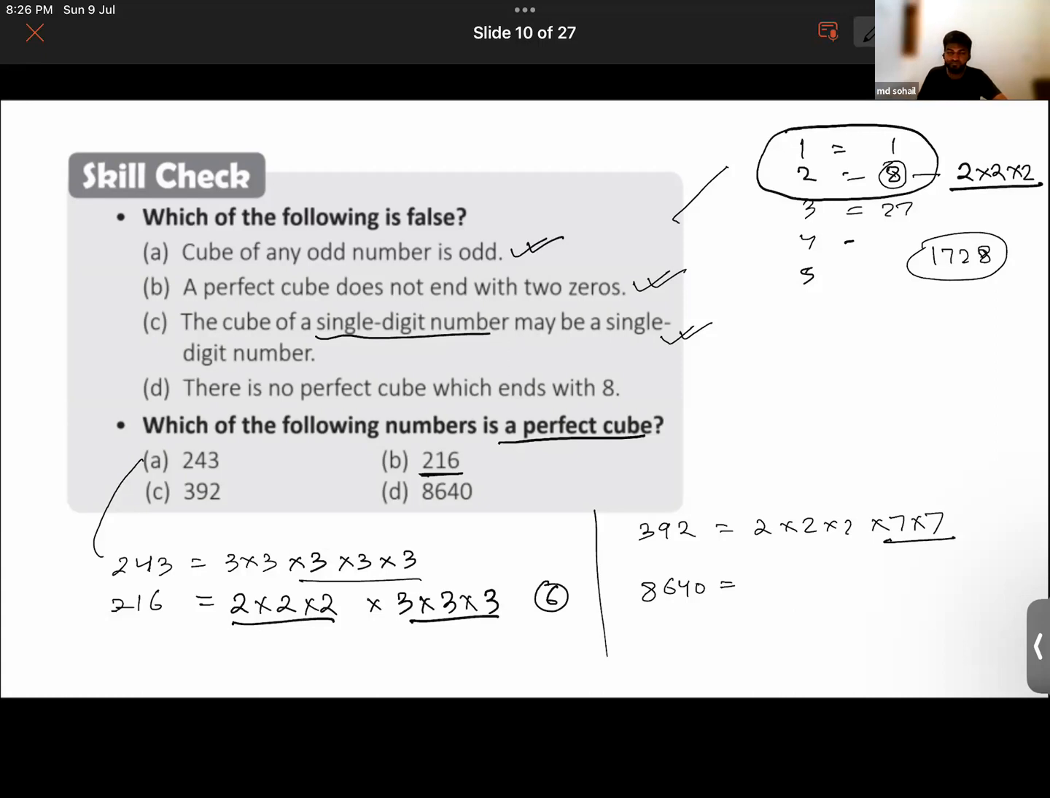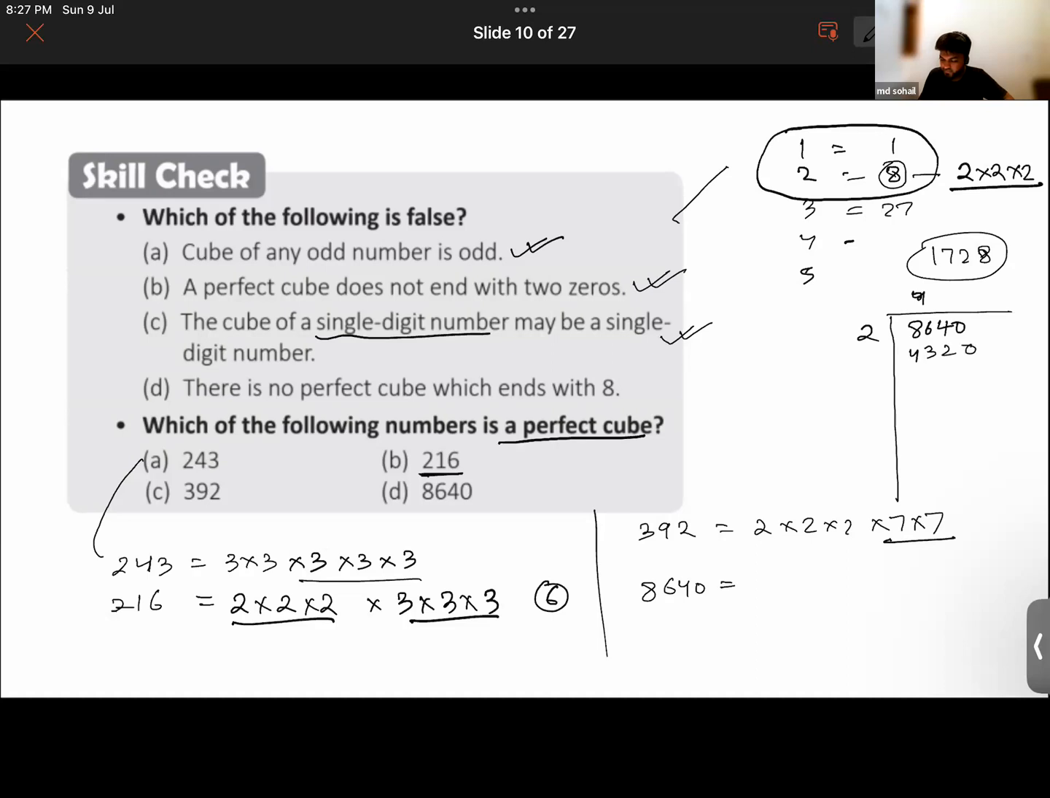What about 8640? Okay, sir, solving this. Sir, 2 into 2 into 2 into 2 into 2 into 2, 3 into 3 into 3. So there are 2 3s. No, sir, there are 3. Okay, let me check it.